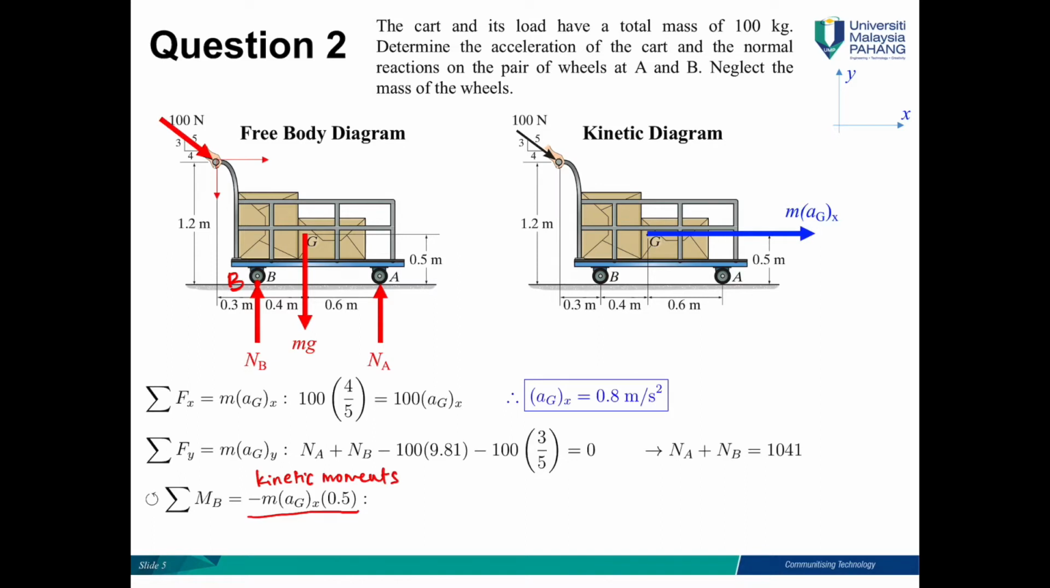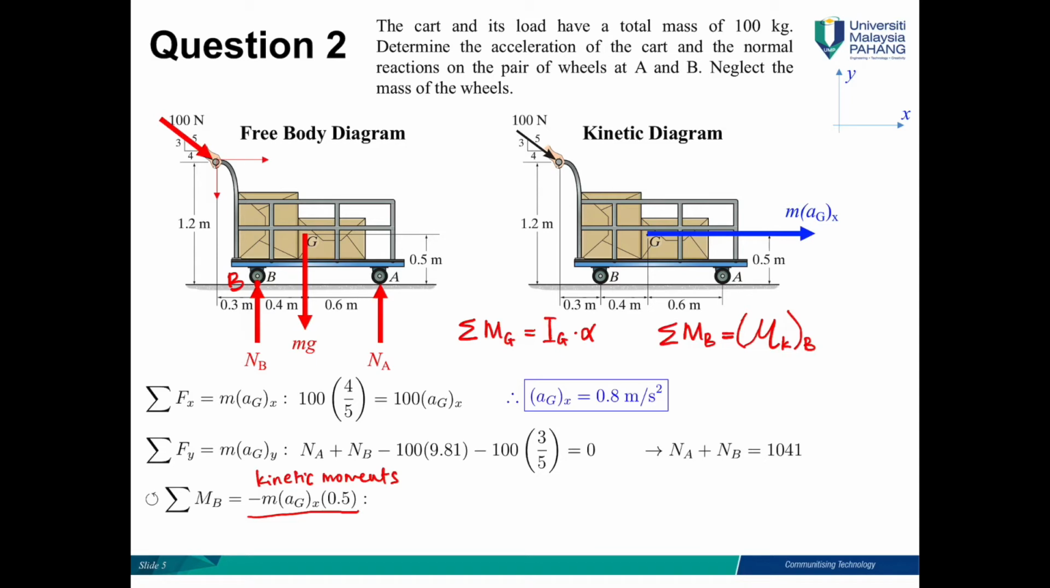If you want to calculate the moment about G, for example, the total moment of mg, then the equation will be I_G, the mass moment of inertia, multiplied by alpha. But in this case, when you want to calculate the moment about another point, let's say in this case M_B, then it is equal to the kinetic moment. This is how you write it, kinetic moment about point B. So what is a kinetic moment? It is basically the calculation of moment from the kinetic diagram.